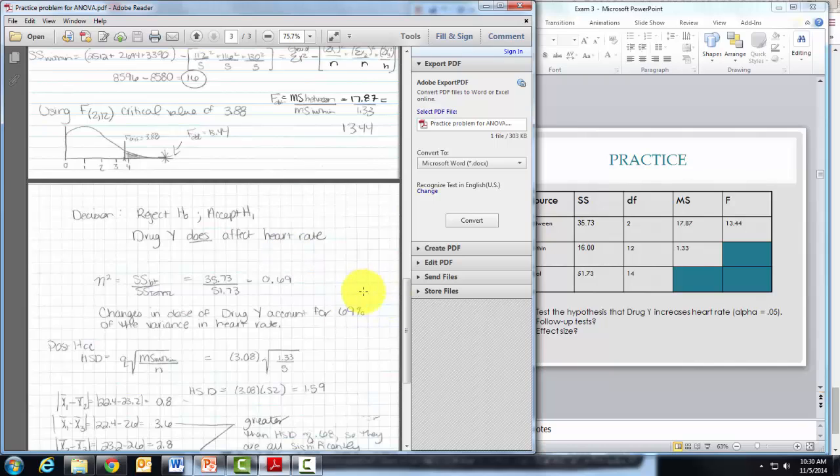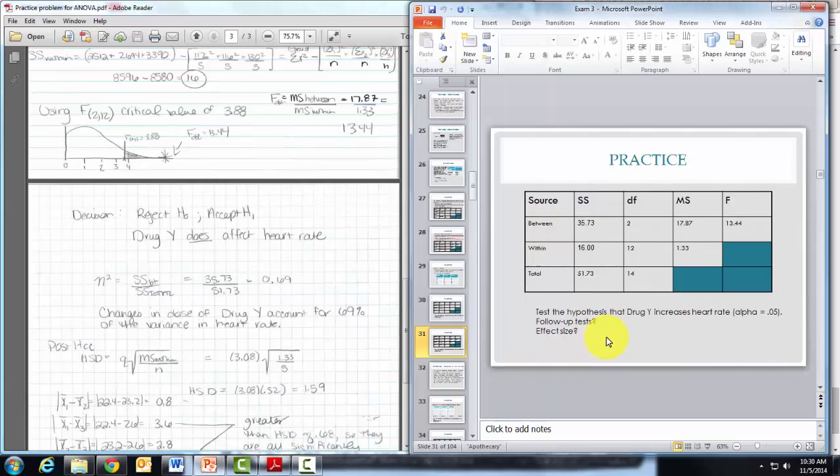At this point, I can go ahead and look at my effect size calculation. To calculate effect size in a one-way ANOVA, we want to use eta squared, which is this stylized n squared. It's a very simple calculation. The formula is the sums of squares between divided by the sums of squares total. So it's basically the variance between groups divided by the total variance. I'm going to take 35.73 and divide it by 51.73, and I end up with 0.69 as my effect size.